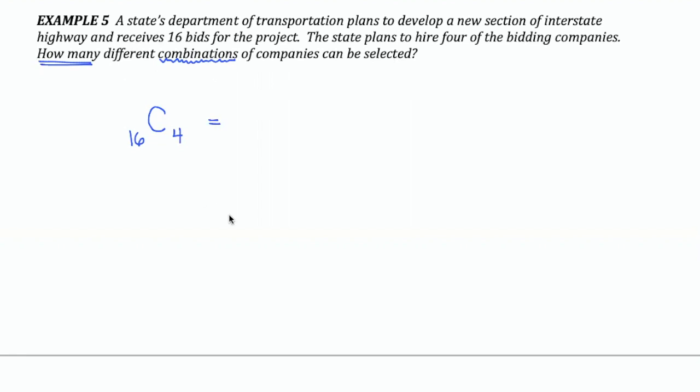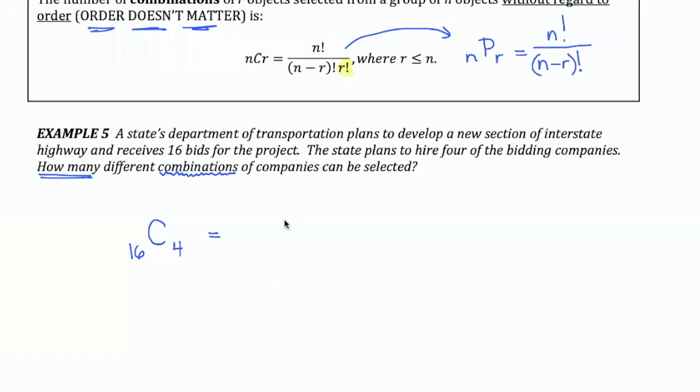Now, according to the formula, that's the same as n being 16, r being 4. I substitute into the formula and I get 16 factorial over 16 minus 4 factorial, 4 factorial. And these are being multiplied. This is the same as 16 factorial divided by 12 factorial times 4 factorial.